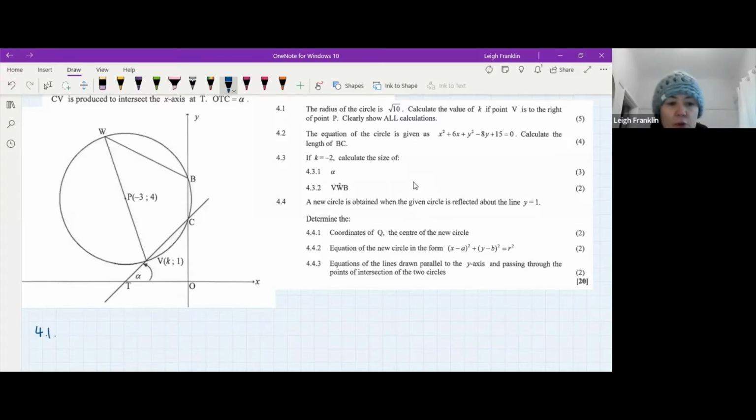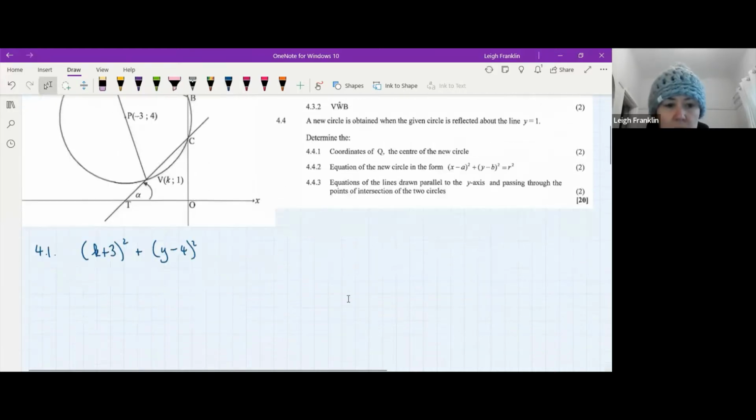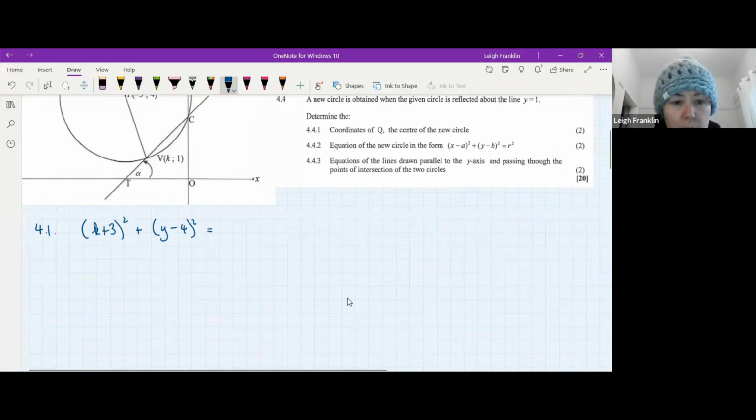If the radius of the circle is 10, then subbing into (x minus a) squared plus (y minus b) squared equals r squared, we would end up with (k plus 3) squared plus (y minus 4) squared equals 10. And what I can also do, I should have done it at the same time, is substitute in the value of y at the same time. Sorry, I'm being a bit blonde here.